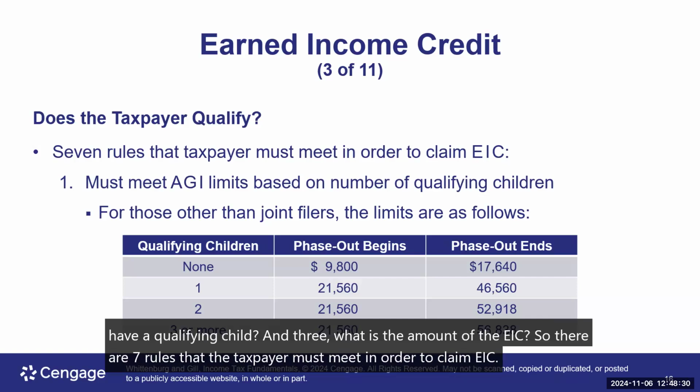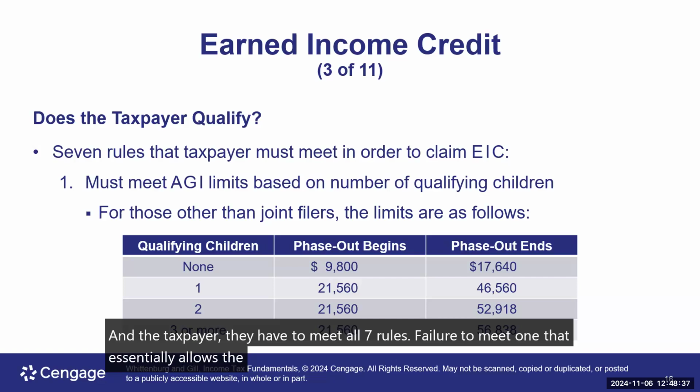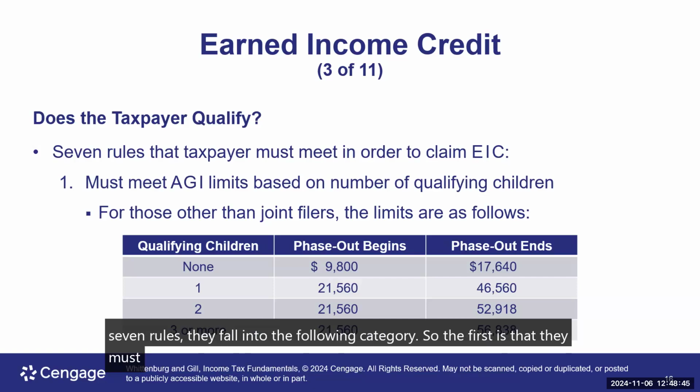And the taxpayer has to meet all 7 rules. Failure to meet one essentially allows the taxpayer to be excluded from claiming EIC. And the 7 rules fall into the following categories. So the first is that they must meet AGI limits based on the number of qualifying children.